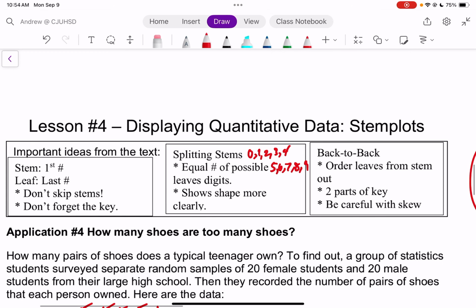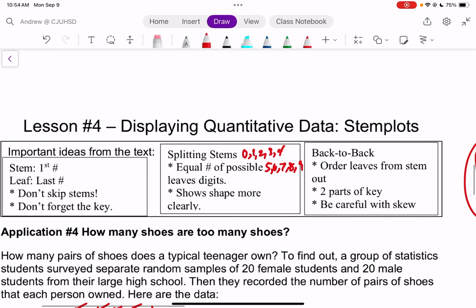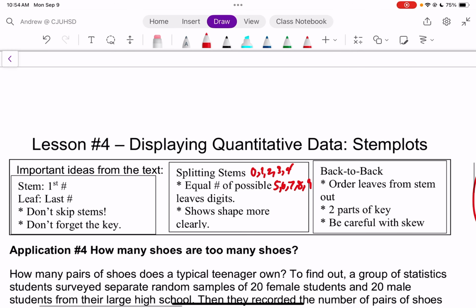And that led us into our application. So we're going to go ahead and stop the video here. See you in lesson 5.